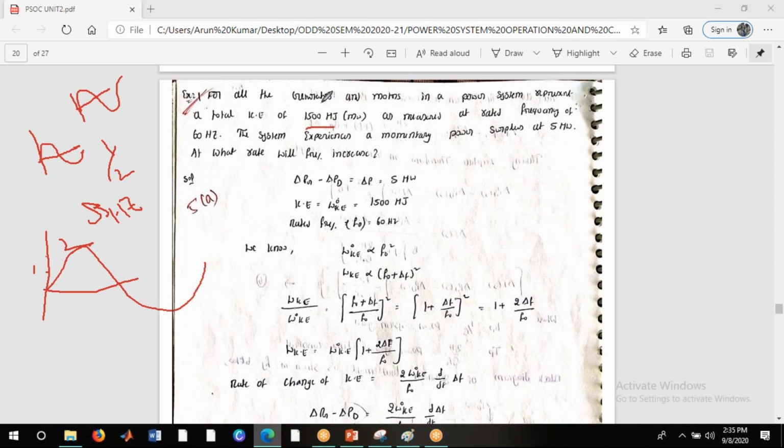అంటే ఇక్కడ 1500 megajoules అనేది జనరేటర్ మోటార్ విత్ రెస్పెక్ట్ టు టోటల్ కైనెటిక్ ఎనర్జీ. నౌ ద సిస్టమ్ ఎక్స్పీరియన్స్ మొమెంటరీ పవర్ సప్లైస్, అంటే 5 megawatts అనేది ఎక్కువ తక్కువ అనేది ఒక ఇన్బ్యాలెన్స్ జరుగుతుంది. అంటే కొంత టైం 5 megawatts ఎక్కువ, కొంచెం టైం 5 megawatts తక్కువ ఉంటుంది. సో ఇలాంటి కండిషన్ లో ఫ్రీక్వెన్సీ 60 Hz కన్నా ఎలా ఇంక్రీజ్ అవుతుంది? సో దట్ ఈస్ ద క్వశ్చన్ దే ఆర్ ఆస్కింగ్ హియర్.